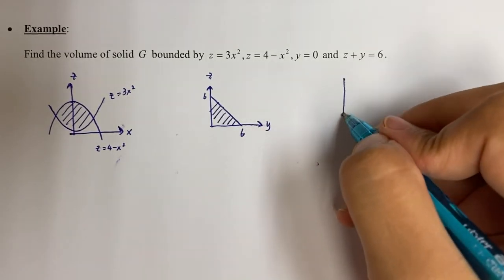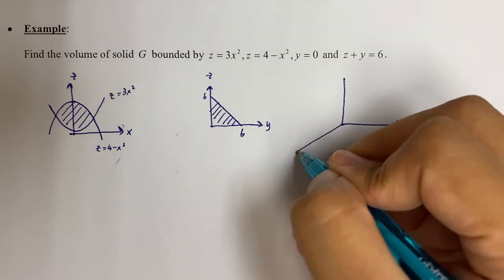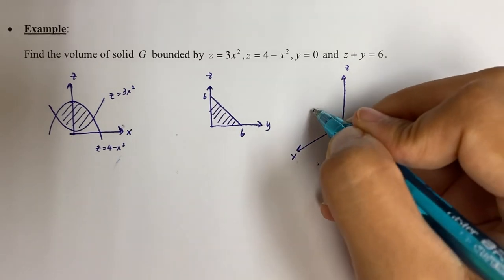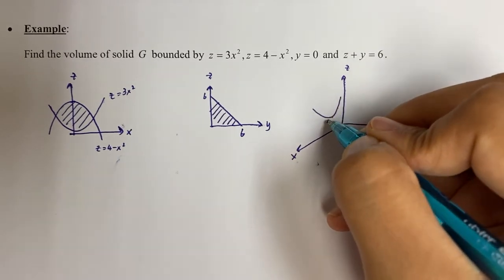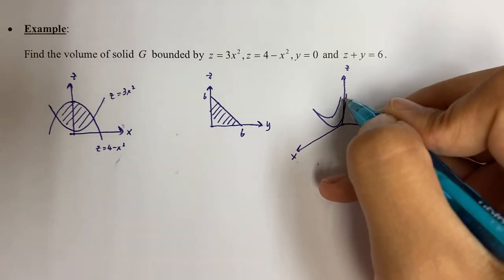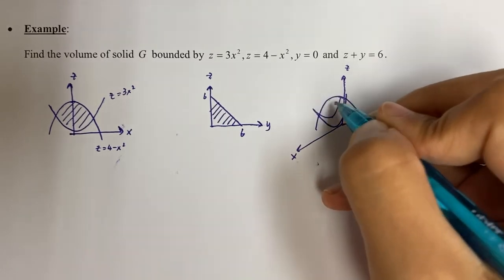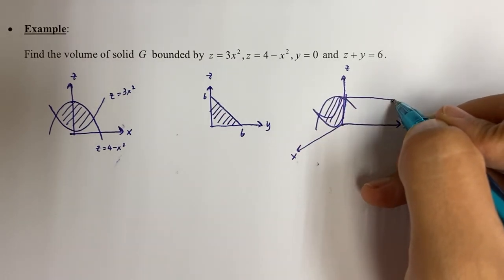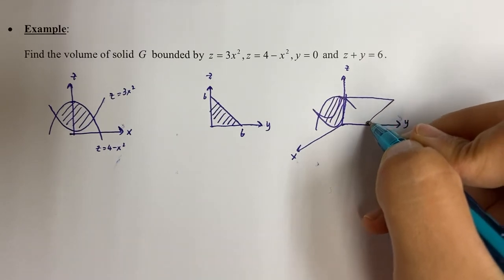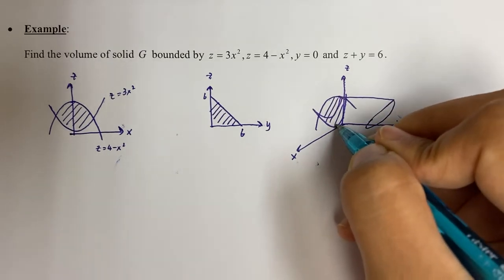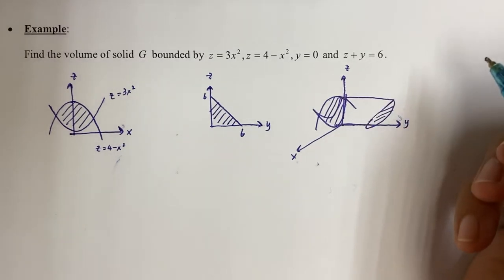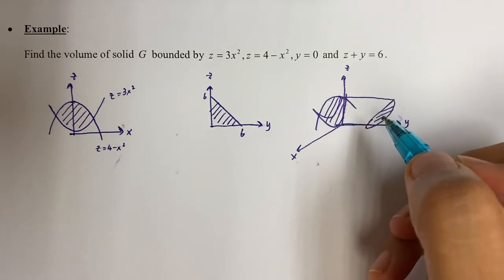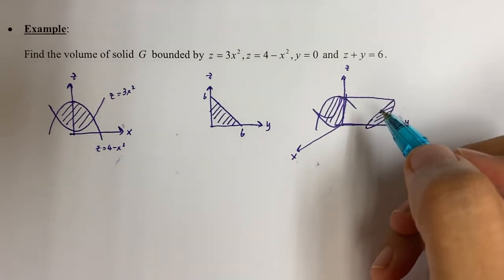So if we view this in 3D, with z, y, and x, we have here the base in x, z. This is z. This is the region. And then we have this one, z plus y equal to 6. So we have this. This 3D is not really a good drawing, but I tried at least.